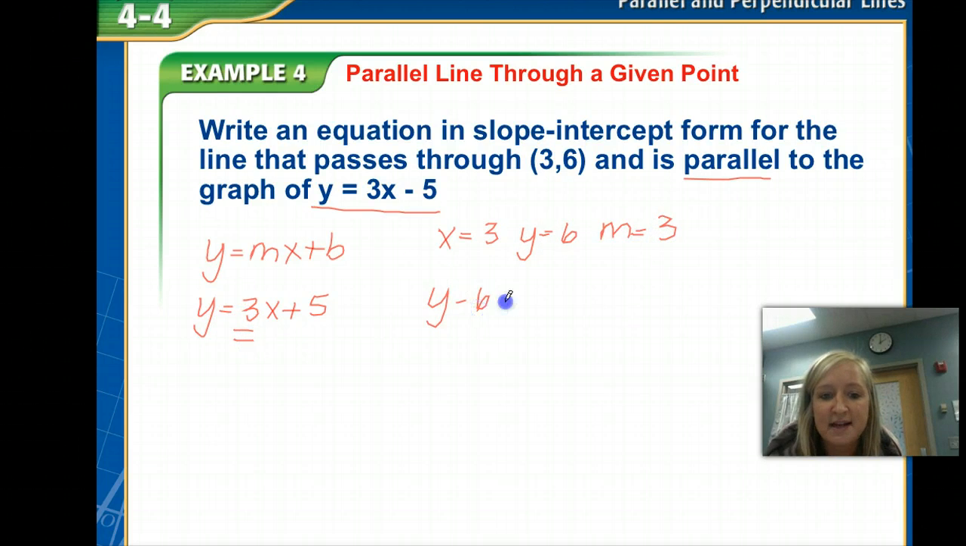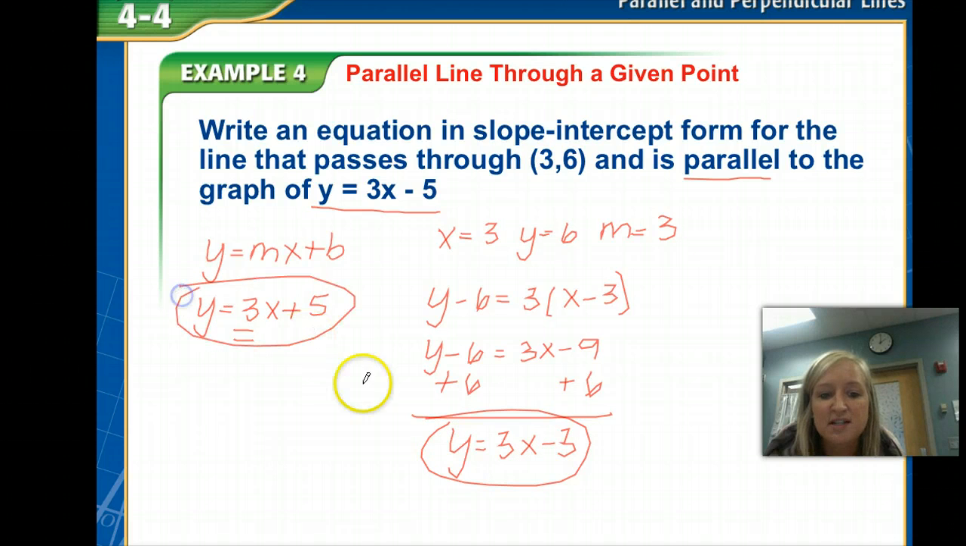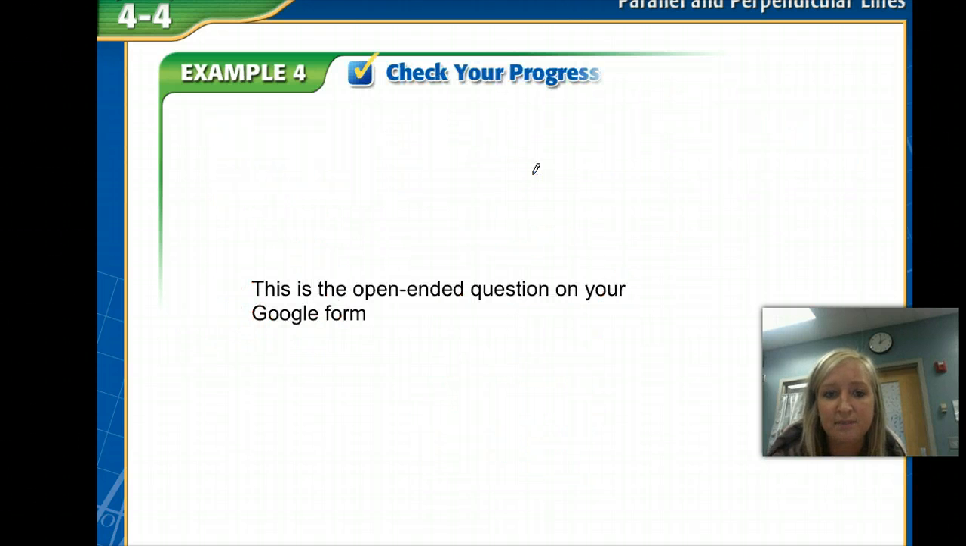So y minus 6 equals 3 times x minus 3. I get y minus 6 equals 3x minus 9. Add 6 to both sides. And my parallel equation is y equals 3x minus 3. So this first equation is parallel to this line. Notice how the slopes are exactly the same. And my second line goes through the point 3, 6.